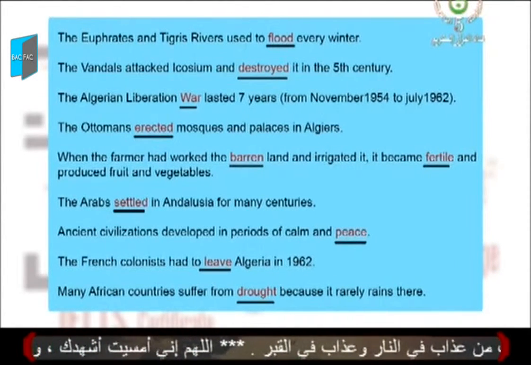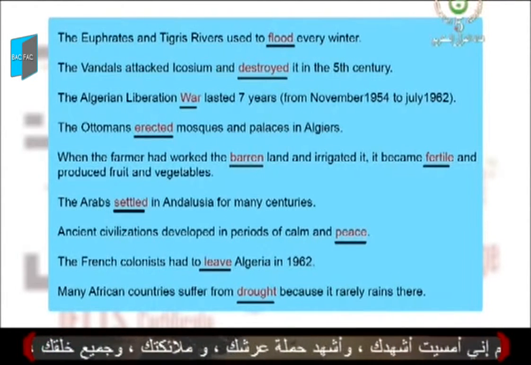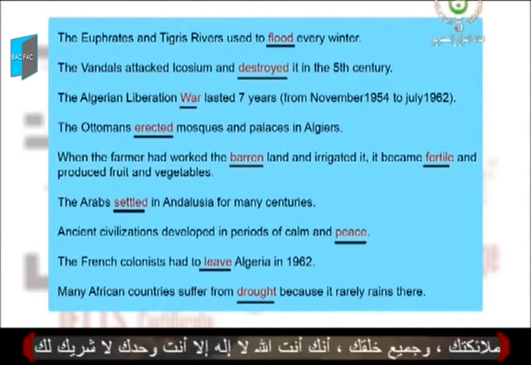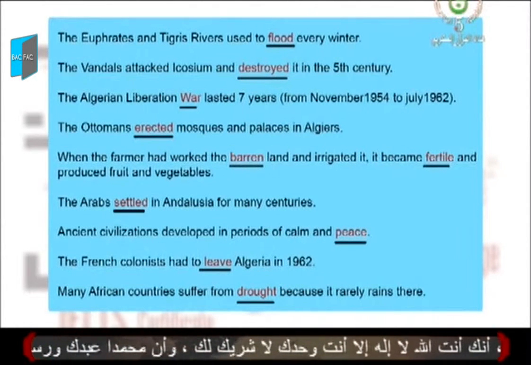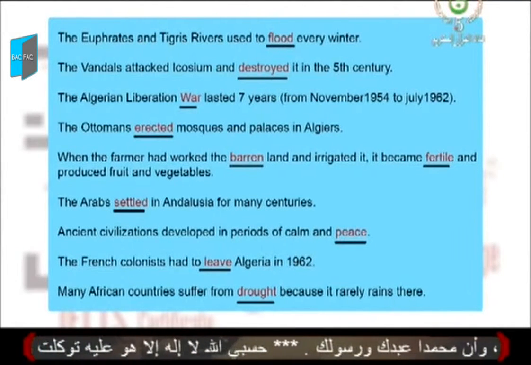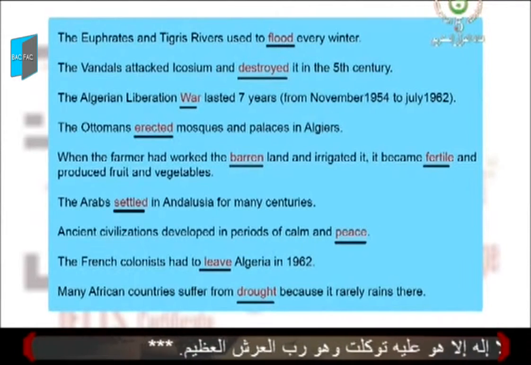Ancient civilizations developed in periods of calm and peace. The French colonists had to leave Algeria in 1962. Many African countries suffer from drought because it rarely rains there.